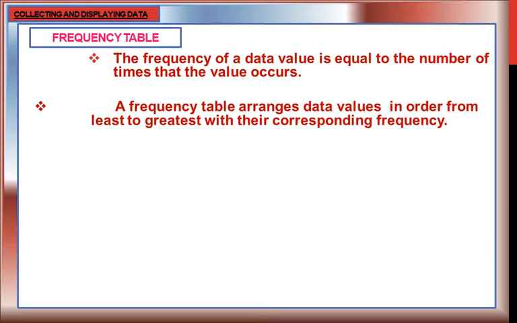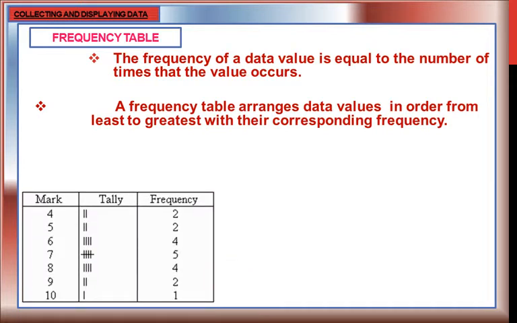Here, first we will discuss what a frequency table is. You already know it. The frequency of a data value is equal to the number of times that the value occurs. In this table, we are arranging the data values in order from least to greatest and their corresponding frequencies. You did this in our first semester collecting and displaying data chapter. Here you can see a frequency table. The marks are arranged in ascending order, meaning least to greatest, and the frequency is written in the third column. The second column is for tally.